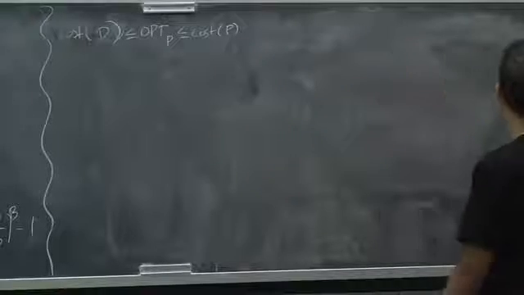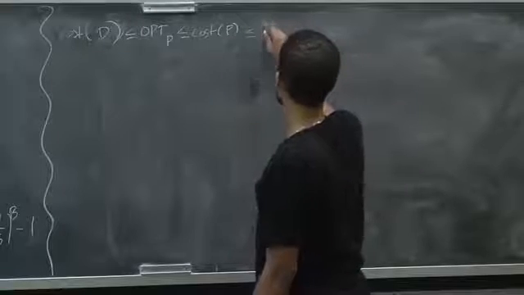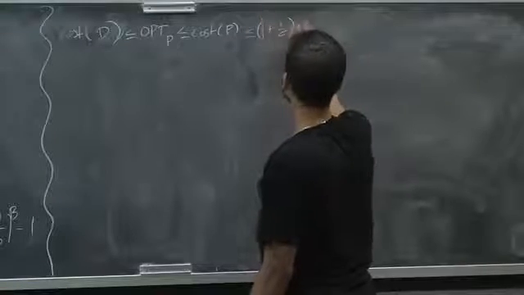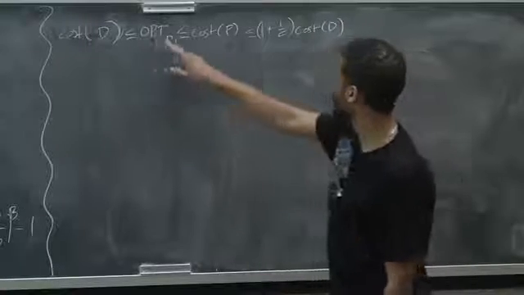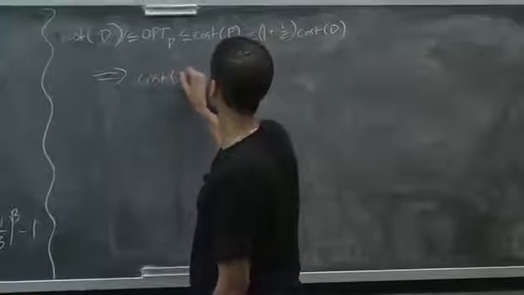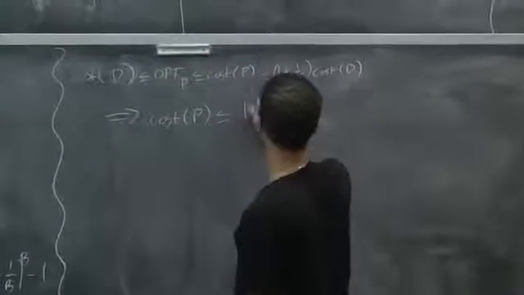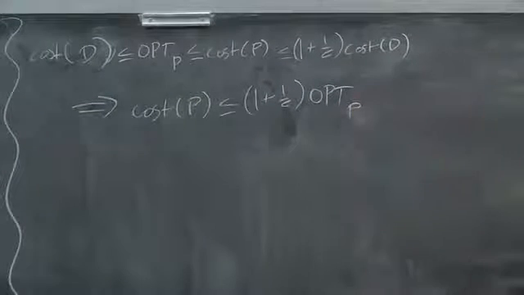Okay? And we just said that the cost of the primal is at most 1 plus 1 over c times the cost of the dual. Right? So now you can bring this opt over here. This implies that the cost of the primal solution we found is at most 1 plus 1 over c times opt of the primal. So we're 1 plus 1 over c competitive.